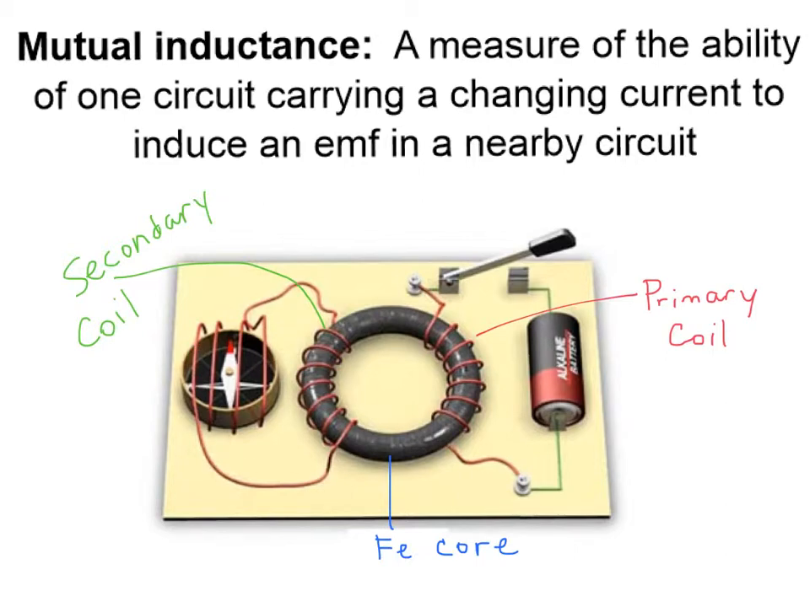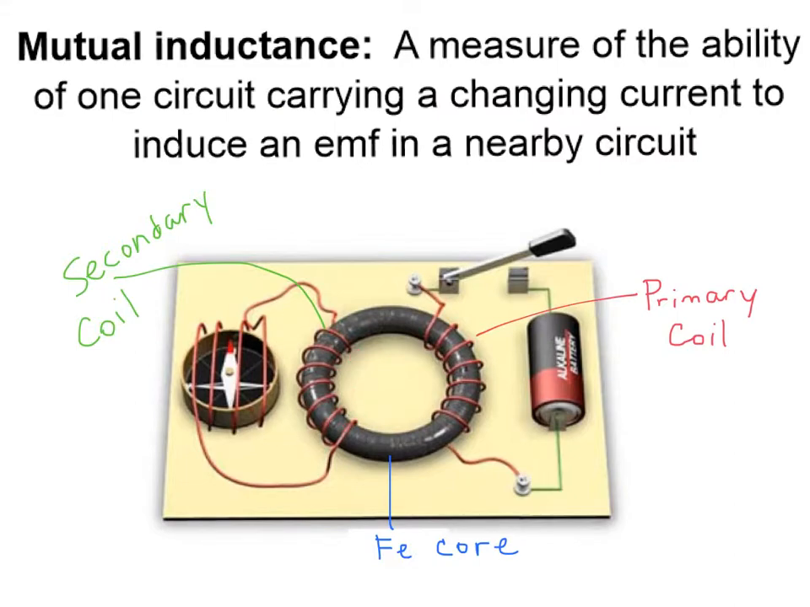Mutual inductance is the term that we apply to the situation where we're measuring the ability of one circuit carrying a changing current to induce an EMF in a nearby circuit. And that is what is occurring here. We are basically inducing an EMF. This circuit is inducing EMF in this circuit because this is producing a magnetic field that then induces a current in this second circuit.